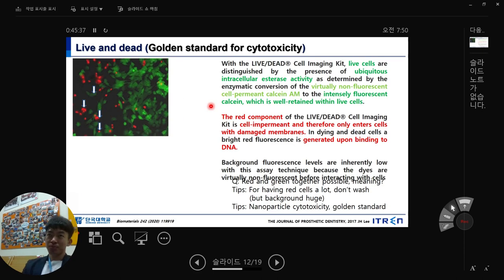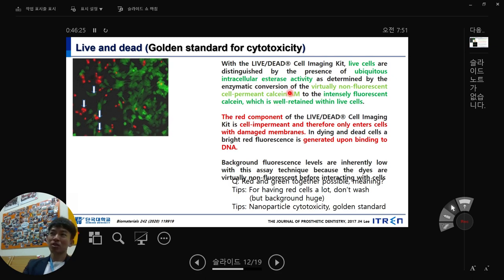So, live and dead, the gold standard for cytotoxicity. Live cells are distinguished by the presence of ubiquitous intracellular esterase activity, determined by enzymatic conversion of the virtually non-fluorescent cell-permeant calcein AM to intensely fluorescent calcein, which is well retained within live cells. So the green signal from live cells comes from the intensity of calcein. Your original live and dead dye, calcein AM, is non-fluorescent and cell-permeant, and then it is converted to intensely fluorescent calcein by your intracellular esterase activity, and then it is well retained in your cell.